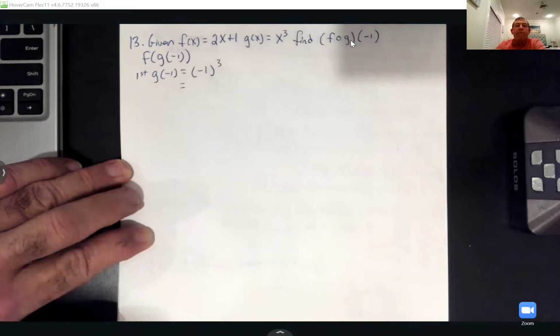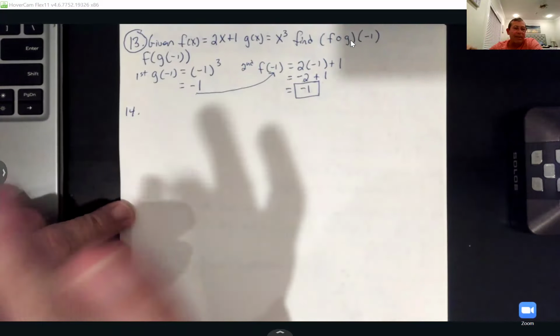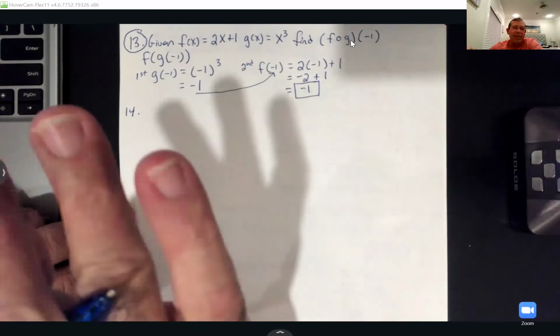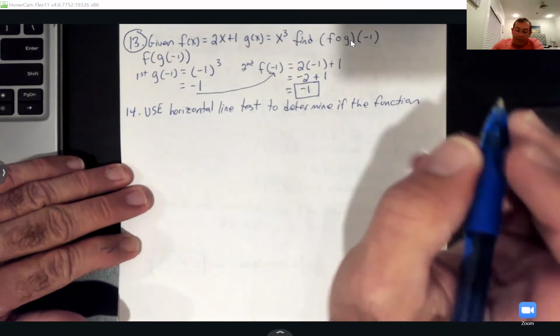Oh, 13 was the fourth one. Circle it. Fourth one to be worked on, okay? So we've had 5, 7, 10, 13. All righty. So y'all watch this one. 14 says use the horizontal line test to determine if the function is 1-to-1.